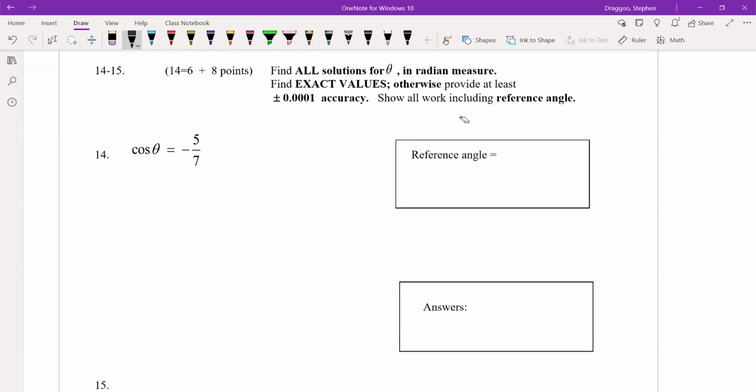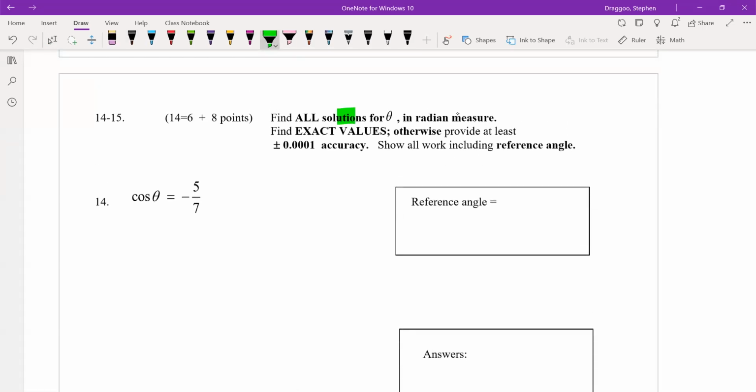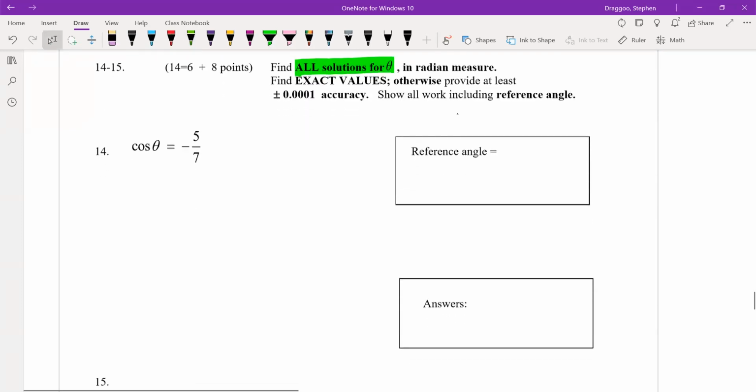So right, what are we doing here? We are looking for all solutions for theta in radian measure. So it's probably important to highlight that: all solutions for theta. That means I'm going to want to be adding 2k pi to my answers. So I'm just going to go down to the answer box and write a plus 2k pi in there so I don't forget it later. If I want all solutions, not just solutions between 0 and 2 pi, that means I'm going to want all coterminal angles to this as well.